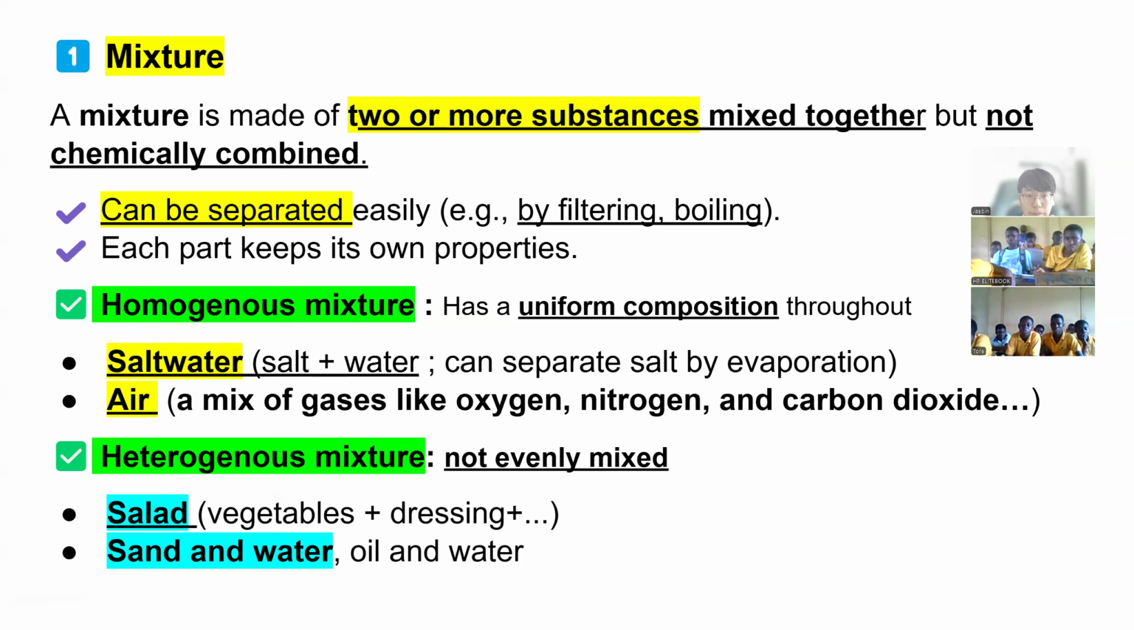Heterogeneous mixture, however, is not evenly mixed. So really anything can be a heterogeneous mixture, like a salad, which is a combination of vegetables, meat, and dressings. It's all a combination, so it is a heterogeneous mixture. Sand and water and oil and water are also heterogeneous mixtures because those things don't evenly mix together well.